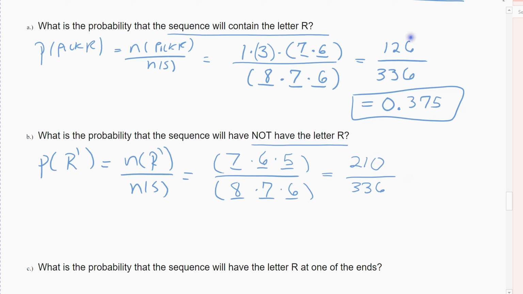And if you look, that is the complement to this event. If I take 126 away from 336, I'm left with 210, and so it is the complement to the previous event. So if I had taken 1 minus 0.375, it would give me the same answer, which is 0.625. But again, I'm going on the assumption we didn't have the previous example. Alright, but just so that you're aware, those 2 events are complementary events, right?